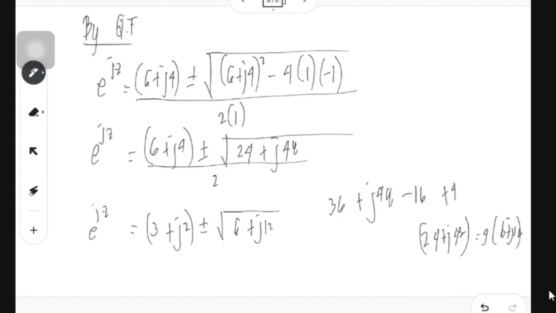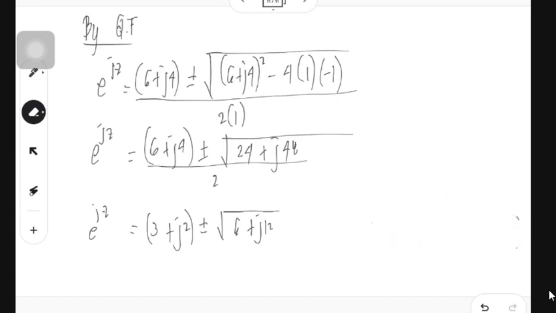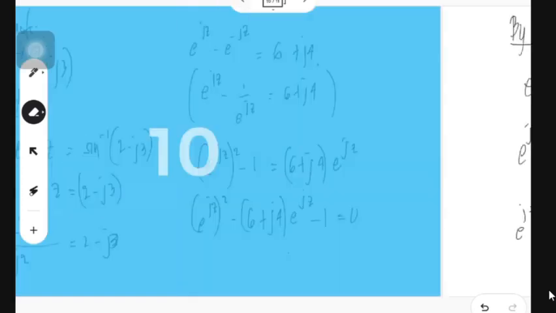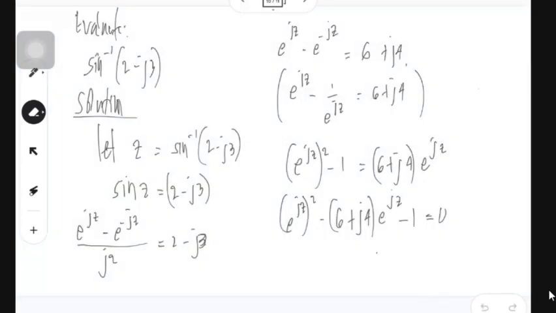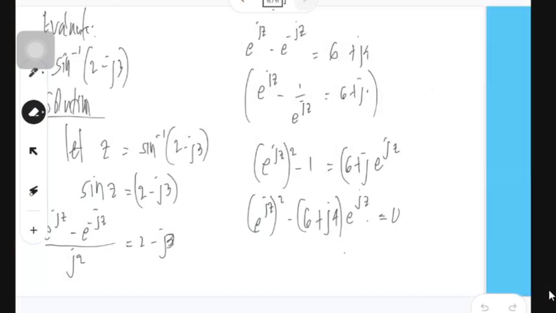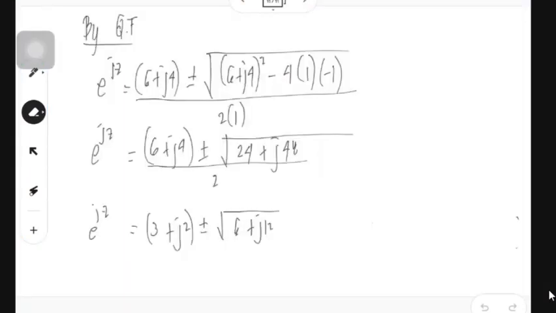Okay. How to take this square root? You have two values, one positive, one negative. Na-discuss na natin kung paano kukunin ang square root. However, the result is simply e to the jz. But, saan ba tayo interesado? Z, wherein Z is the arc sine of 2 minus j3. So, dapat makuha natin dito yung value ng Z.